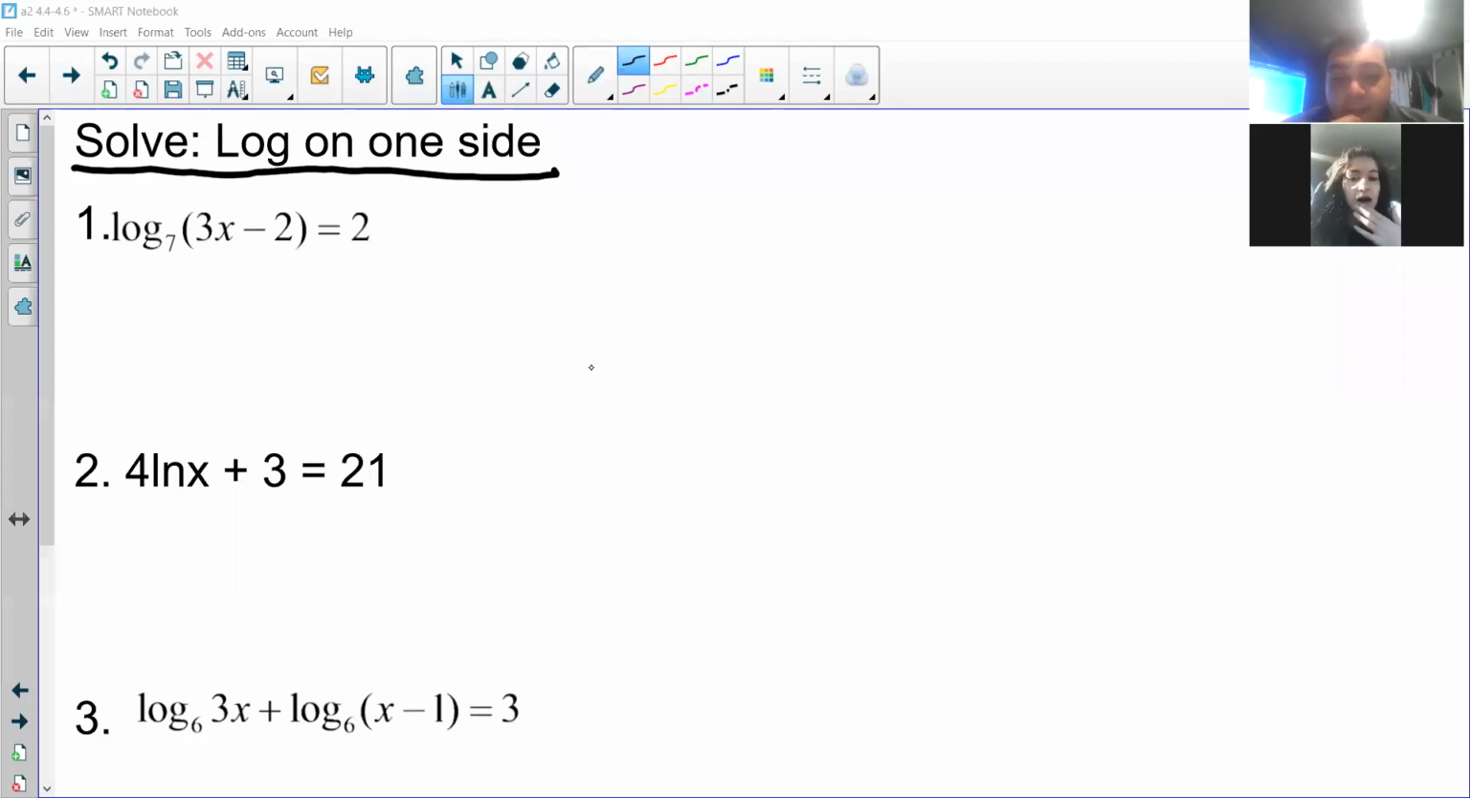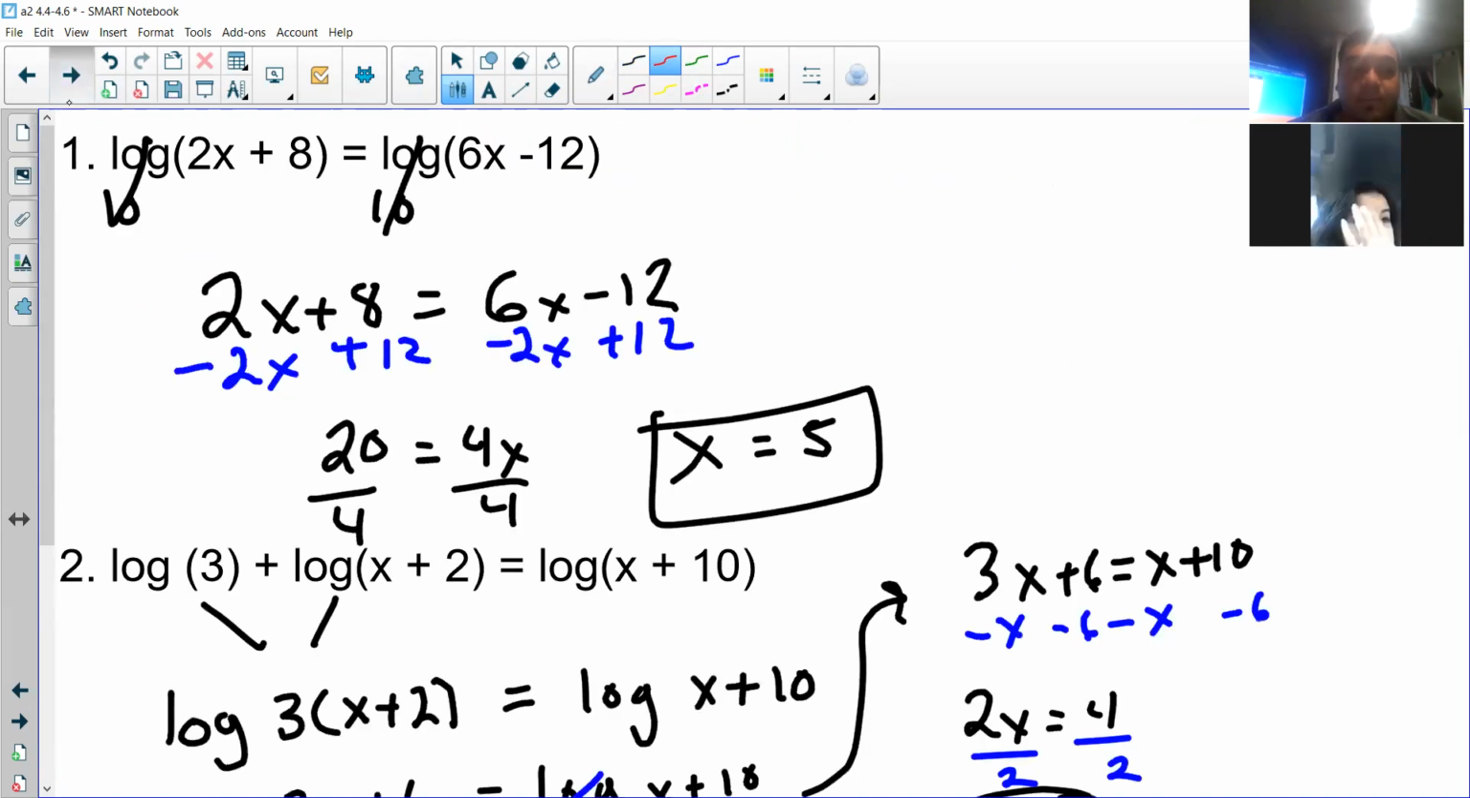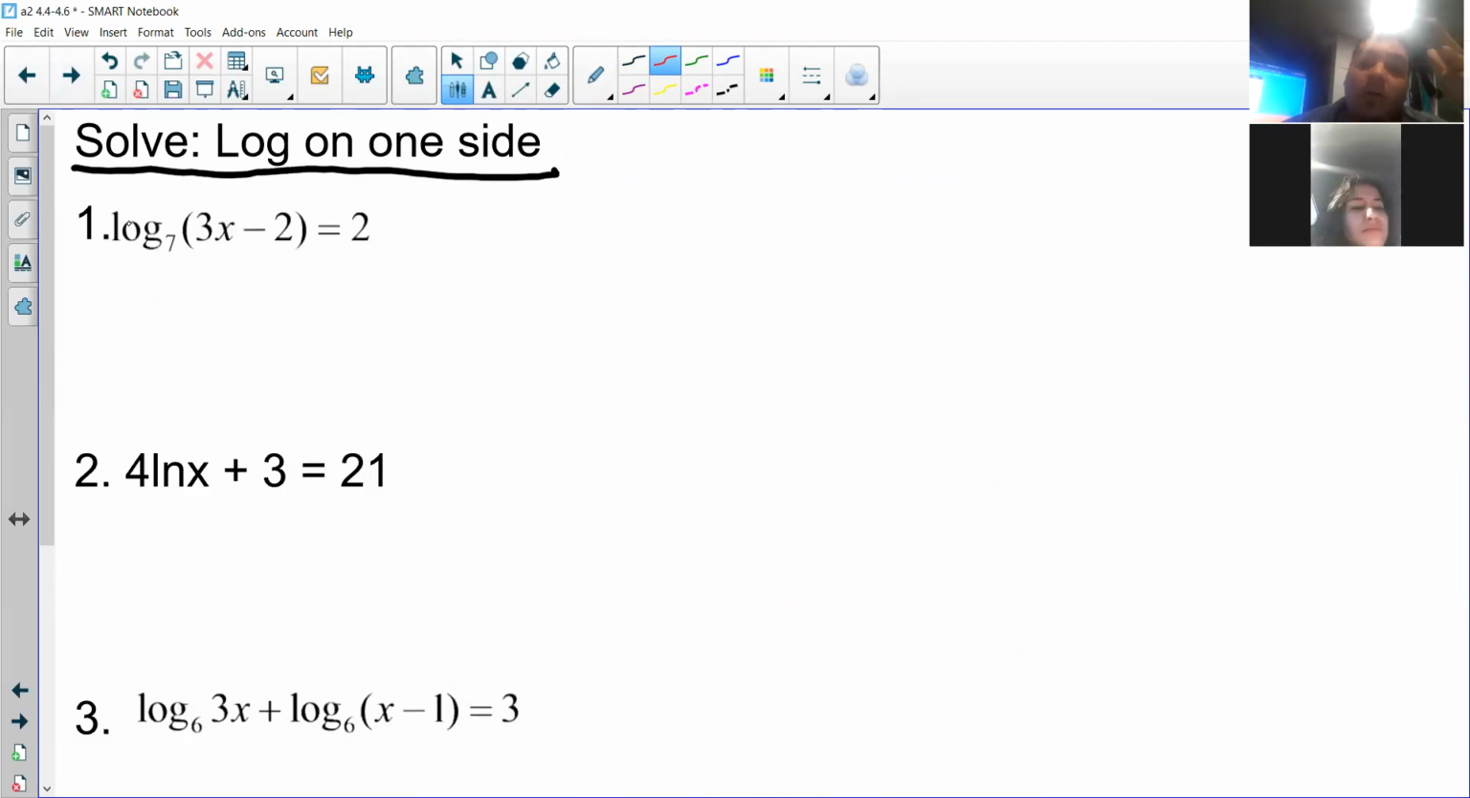So Ella and Haley, let's talk about this. We have log base 7, 3x minus 2 equals 2. Now, just as a reminder, last time we had something like an exponent here, base of an exponent, we moved it over and it became a base of a log. So when we made the base of the exponent, it became a base of the log. So what do you think the base of the log will become?